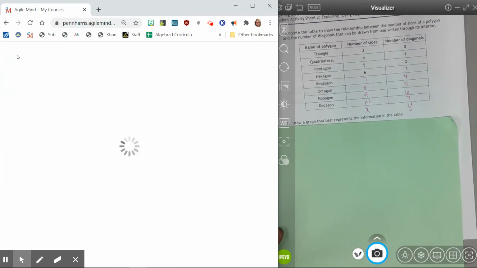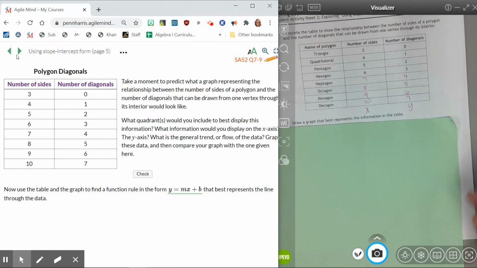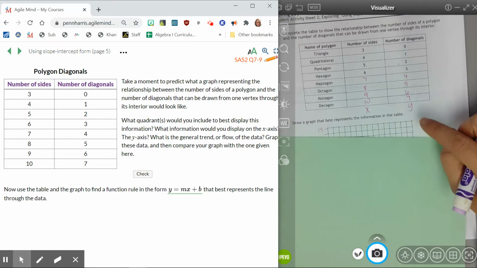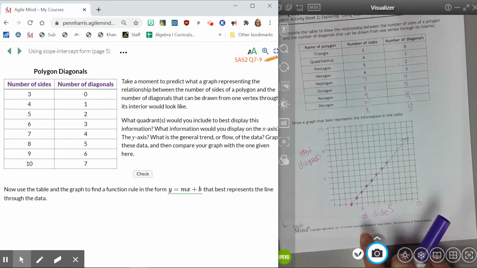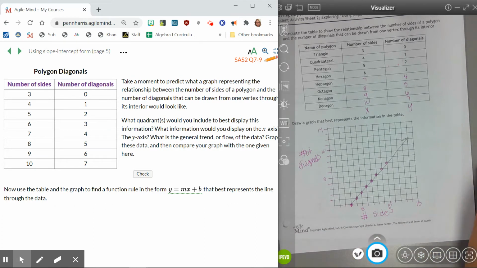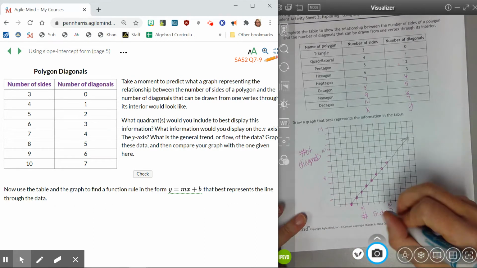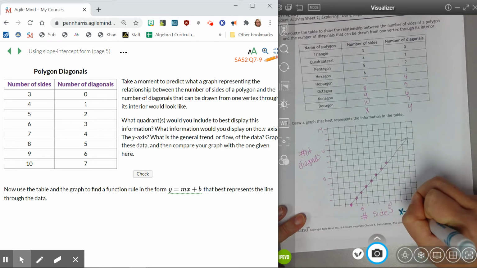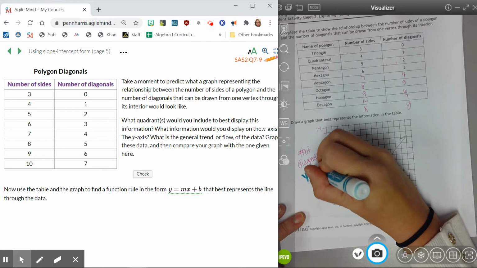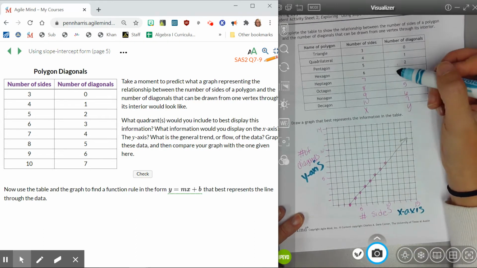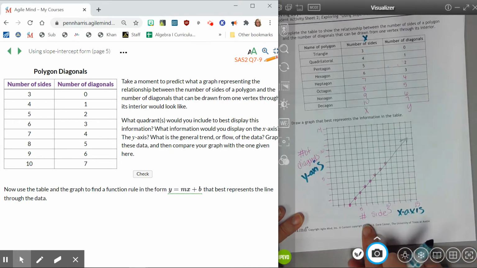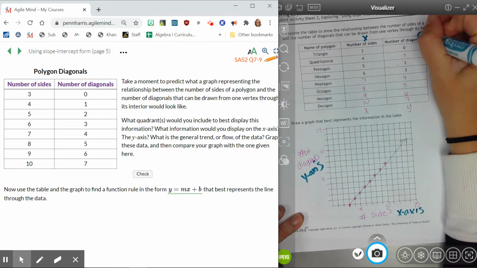So now they want us to make a graph that represents the data in the table. So what I did here was I put my number of sides at the bottom. Again, because remember, this is our X axis. And the vertical line over here, this is our Y axis. And so when I look at my table up here, we said the X values is going to be my number of sides. So I put that down here. My Y value is my number of diagonals. So I put that over here.